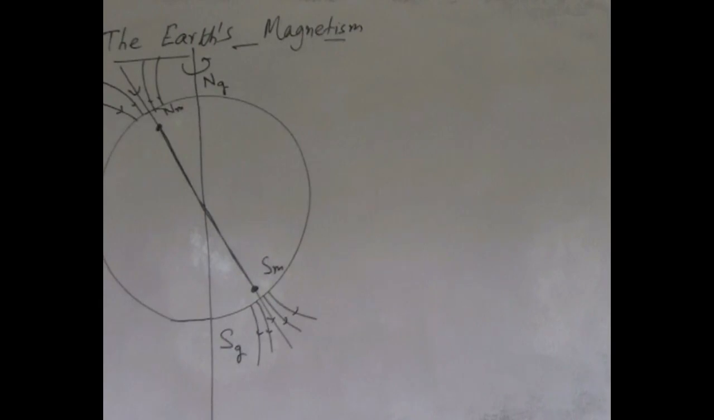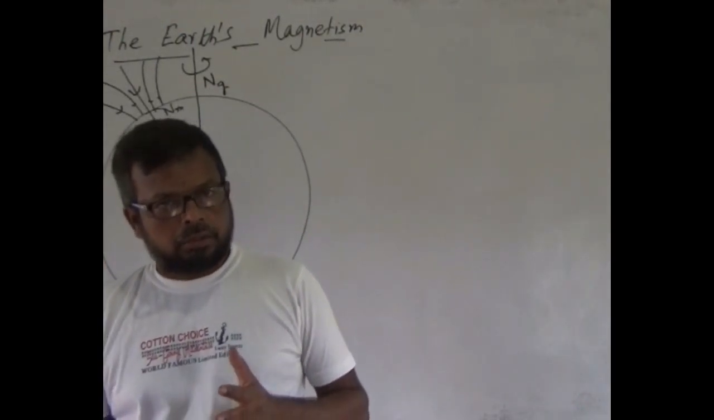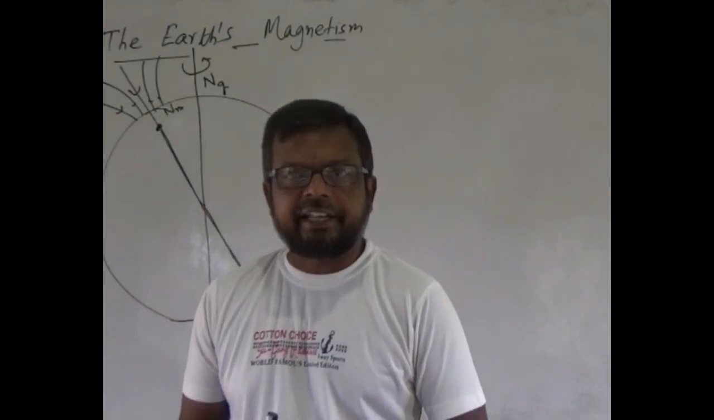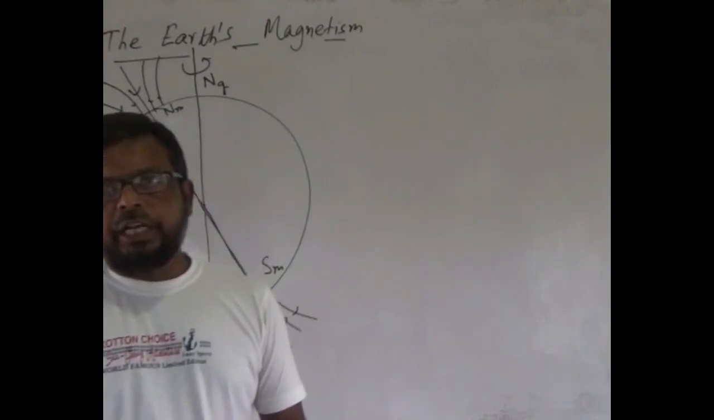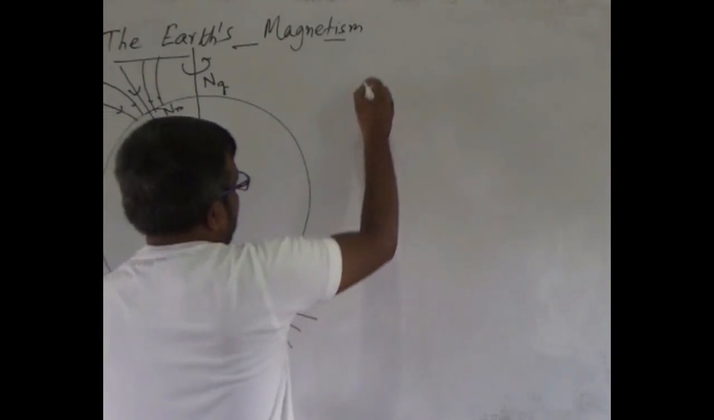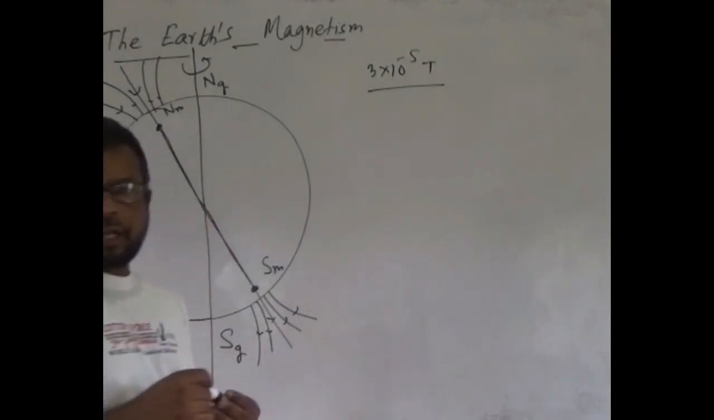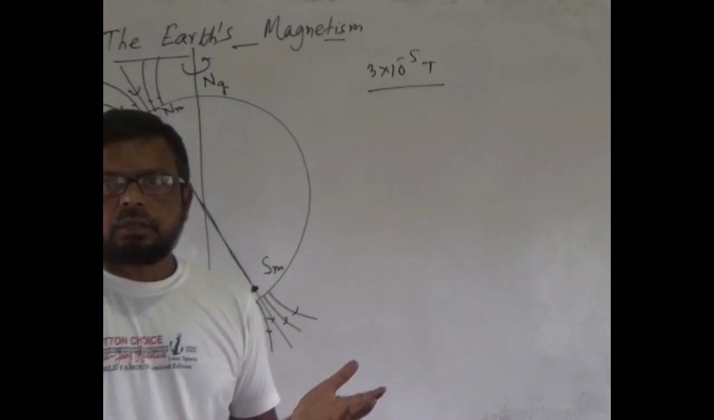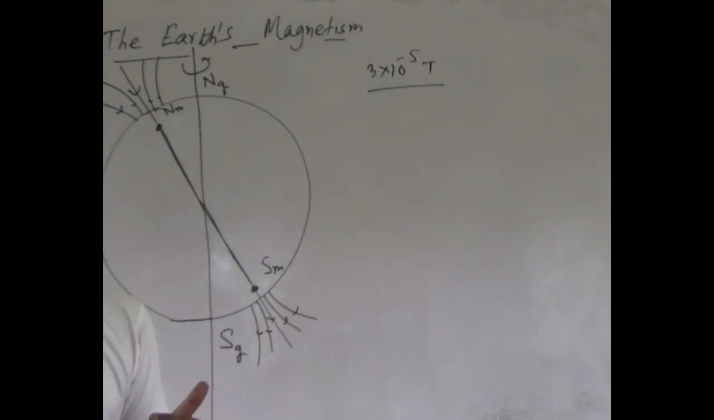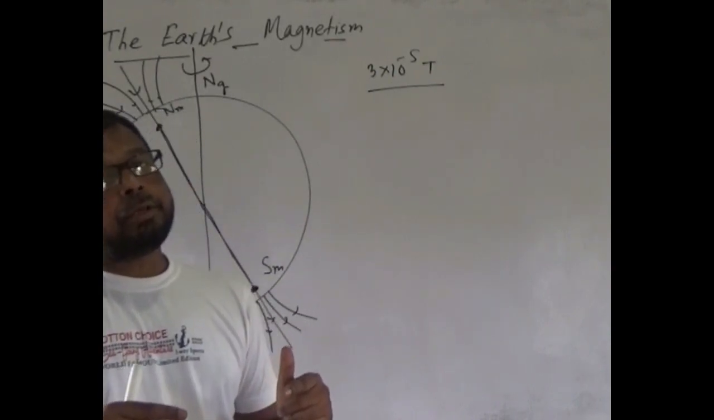Now the magnitude of the Earth's magnetic field, due to Earth's magnetism, is about 3 into 10 to the power minus 5 Tesla. This is the order of the magnitude of the Earth's magnetic field, and it changes from place to place on the surface of the Earth, and also it changes with time at a given place on Earth.